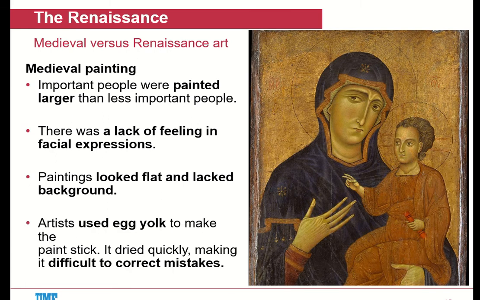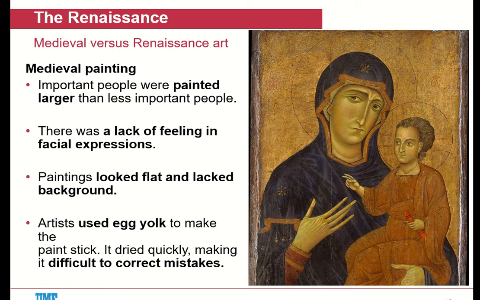Another thing as well is artists used egg yolk to make the paint stick. So they cracked eggs to make paint. Now the problem with this is when you paint using egg yolk, the paint dries extremely quickly, within a matter of seconds. So this means that it's difficult to add detail and it's also difficult to correct mistakes. The paint was poor quality, and it dried very quickly, so it was difficult to add detail and to correct any mistakes you make. So that's medieval painting in a nutshell.